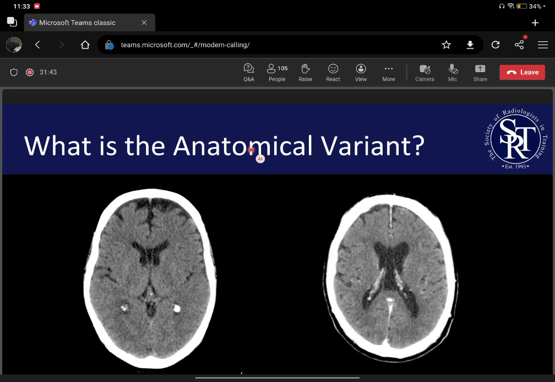Now, anatomical variants that you need to be aware of for the exam. We have the cavum septum pellucidum, which is a normal variant where there is a CSF space between the leaflets of the septum pellucidum, as you can see here. It looks a little bit like a butterfly. The posterior extension of this space is called the cavum vergae. So when we see these two together, we would call this cavum septum pellucidum and vergae.